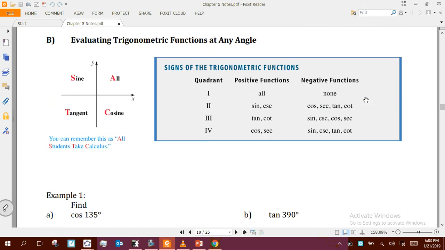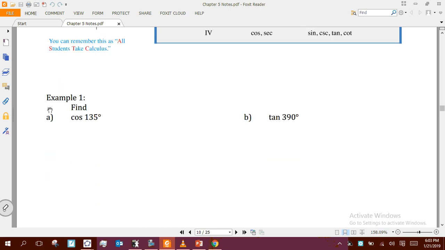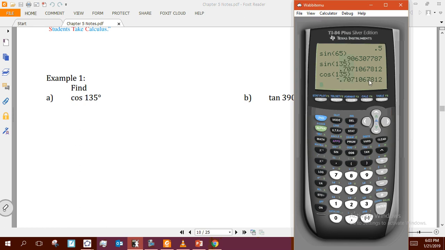All right, so what they ask us to do is to find cosine 135. This is just taking our calculator and evaluating it. That's all these examples are getting at right here. I'll show you a better way, especially with that 135, to get a more precise answer. If you look at that, hopefully maybe you recognize that's negative radical 2 over 2 as an exact value.